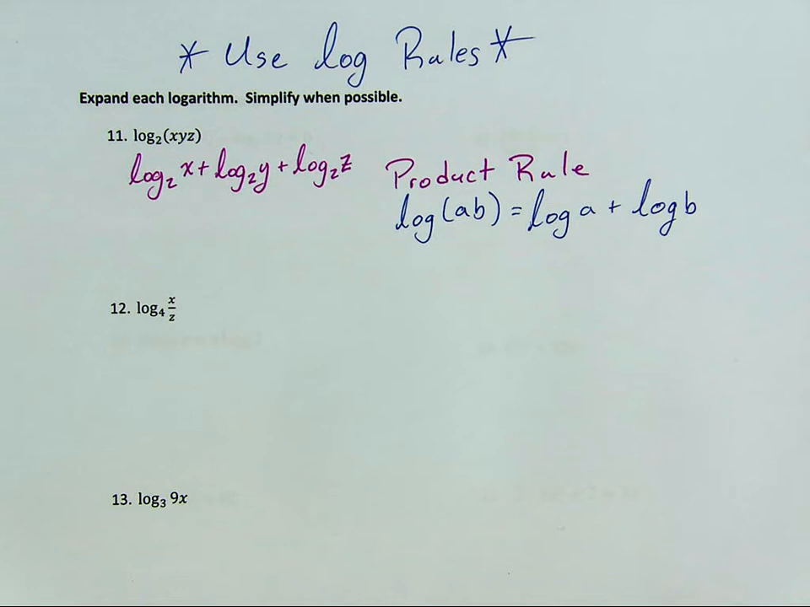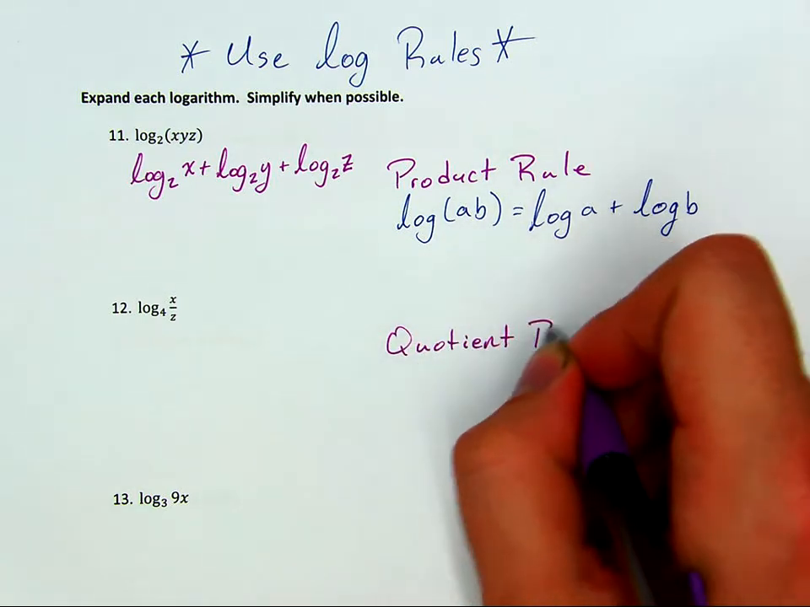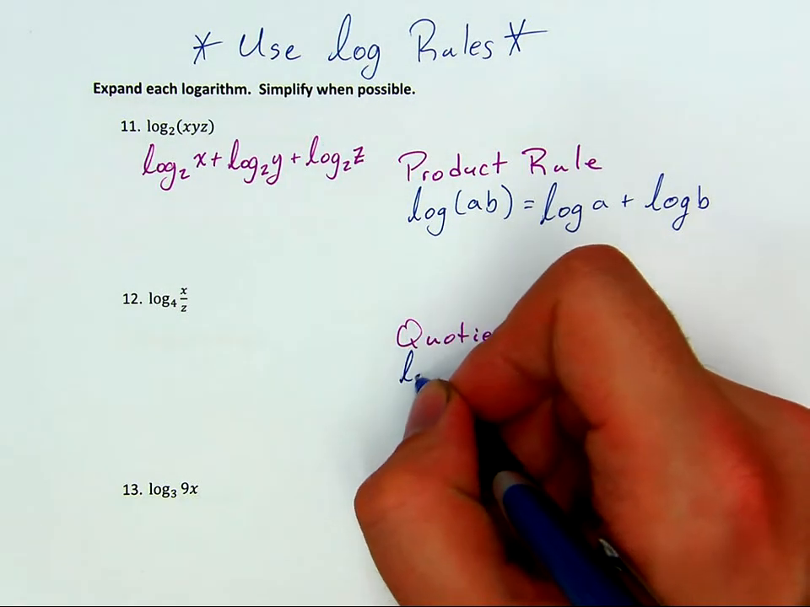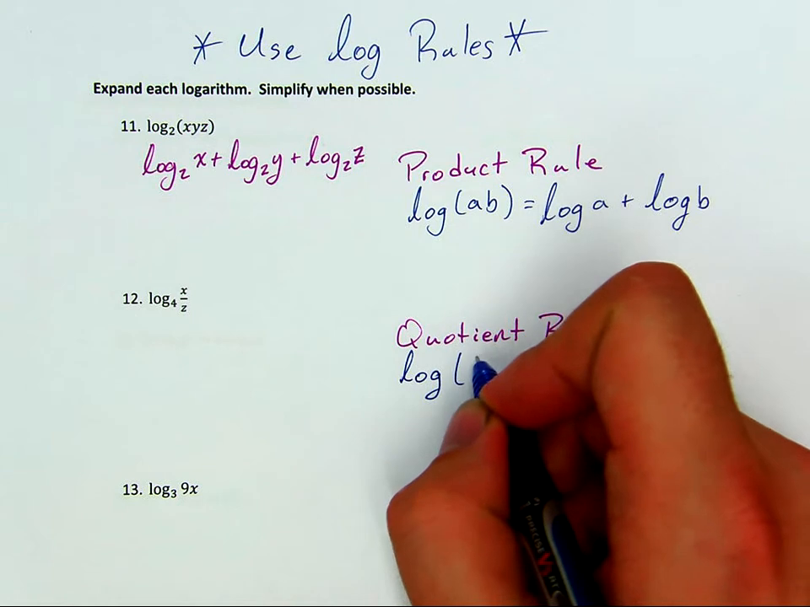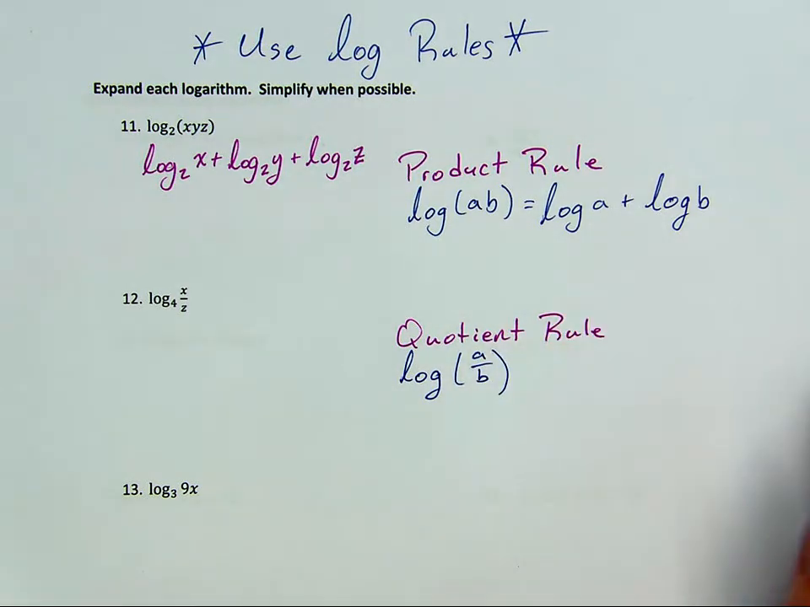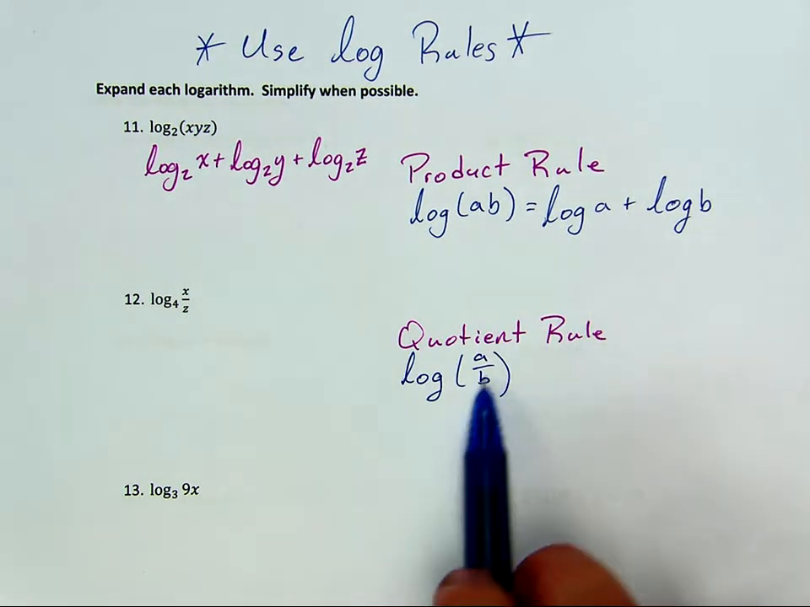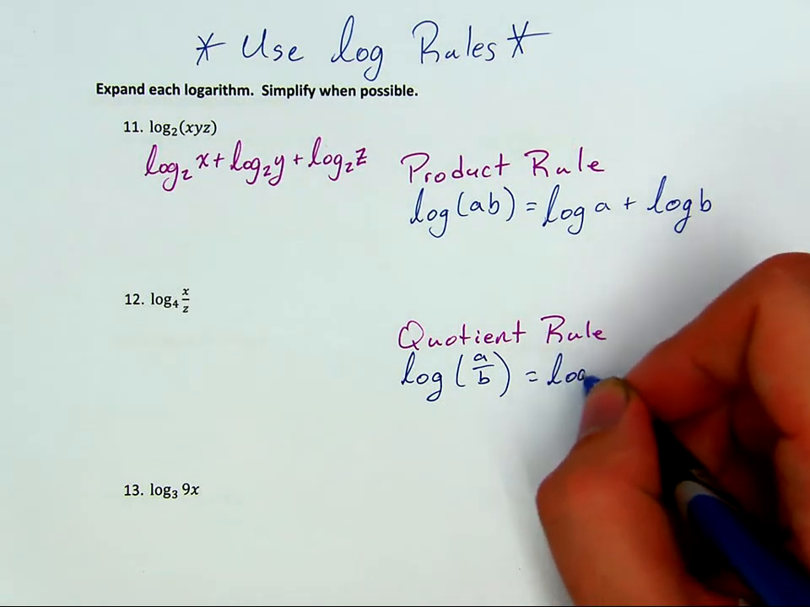Now, number 12, log base 4 of x over z. In this case, this is going to be using the quotient rule. Now, the quotient rule is focused on dividing. The product rule was focused on multiplying. The quotient rule is going to be dividing, a over b. Now, just like how the product rule changed multiplication into addition, the quotient rule will change this division into subtraction. So we have log of a minus log of b.